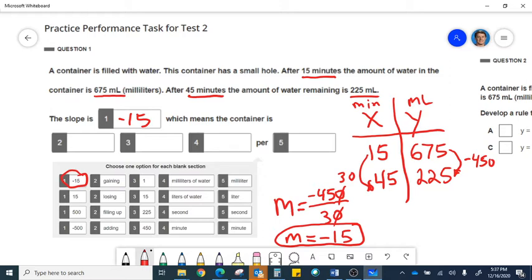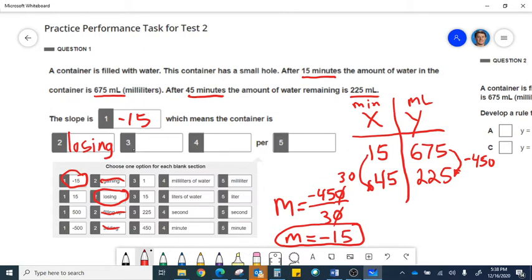I'm going to say the slope is negative 15, which means the container is, for choice 2 right here, either gaining, losing, filling up, or adding. If I have a negative slope, that means it's losing. Gaining is not negative, filling up is not negative, adding is not negative. The only one that's negative is losing. So it's going to be losing.